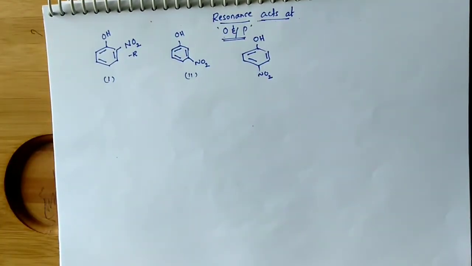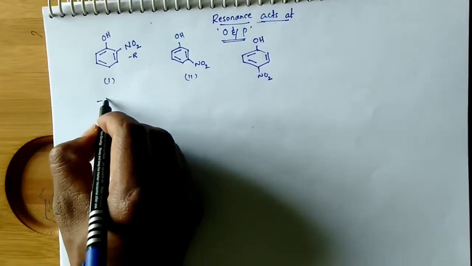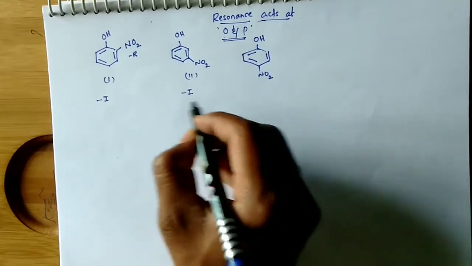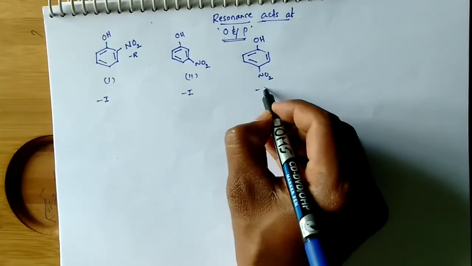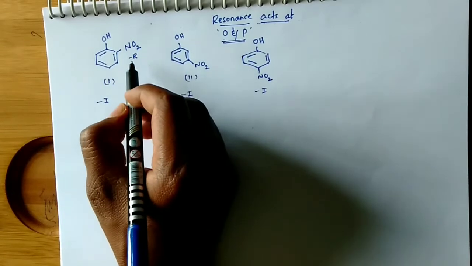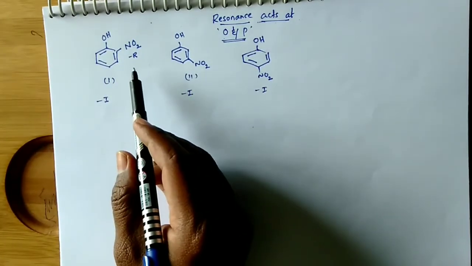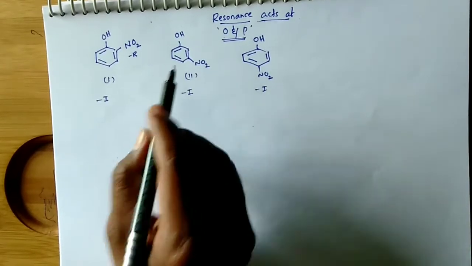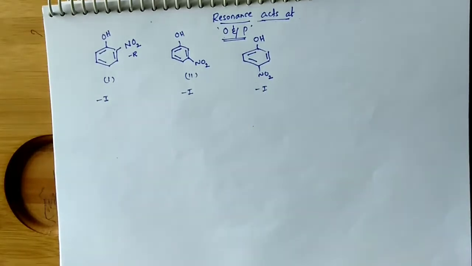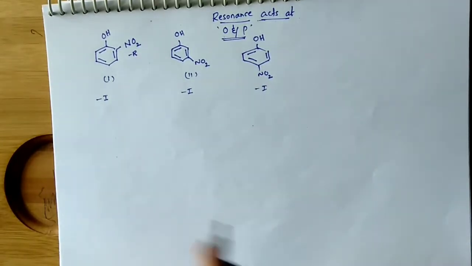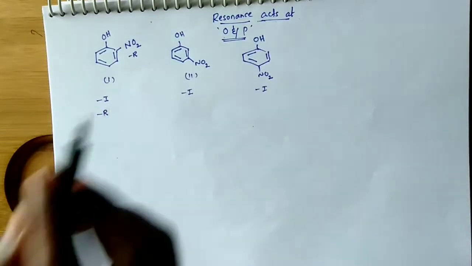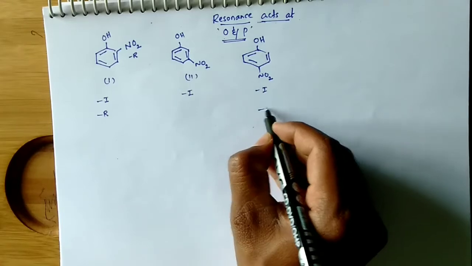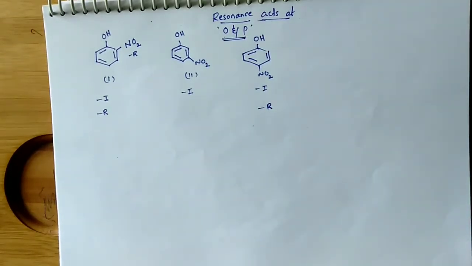Okay, so actually we know that here minus I effect, here also minus I effect present, here also minus I effect, because this nitro group can act as minus I and minus R group, minus inductive effect and minus resonance effect. So minus I effect here and here and here also. In three cases minus I effect is common, but minus R effect, resonance effect, acts at only ortho position and para position.